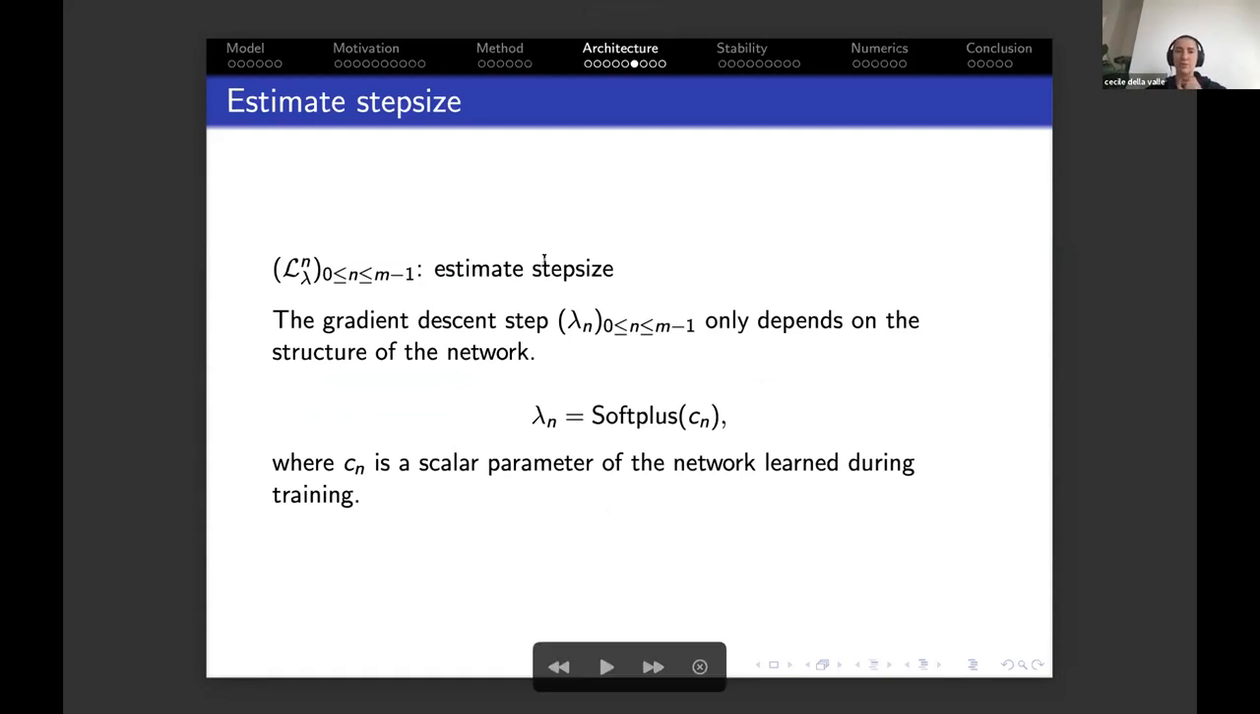So I will describe all the neural networks. To estimate the step size, since the step only depends on the structure of the network, it doesn't depend on the initial solution or initial input or output, I only learn and enforce positivity with the softplus. So I only learn a scalar.